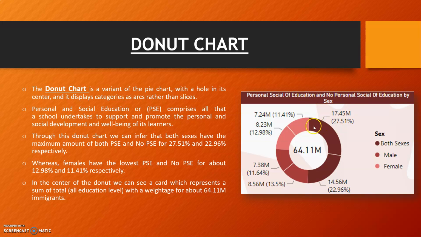As we can see in this donut chart, more than half of the chart is covered by both sexes and an equal amount is covered by male and female. In the center of the donut chart, we can see a card which represents the sum of the total education level with a weightage of about 64.11 million.